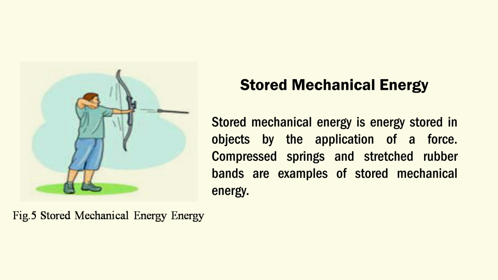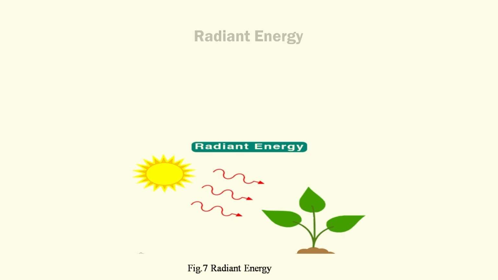Compressed springs and stretched rubber bands are examples of stored mechanical energy. Common examples are capacitors, springs, elevated components, rotating flywheels, hydraulic lift substances, air, gas, steam, water pressure. Now, we'll come to radiant energy.